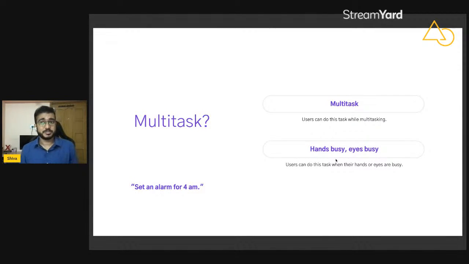So let's take an example. If you're driving and you want to navigate to some destination, you could just give that command using your voice, instead of switching on your phone, going to the screen, and typing the destination. So VUI can help you in multitasking if you have such situations.